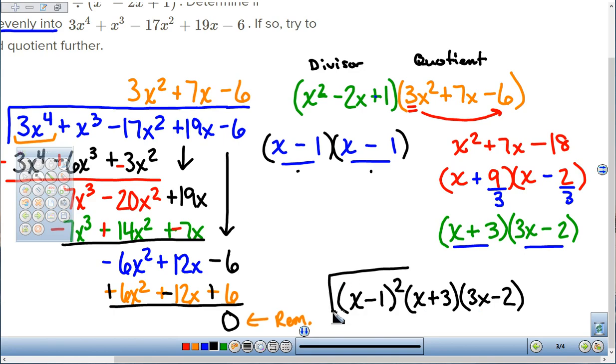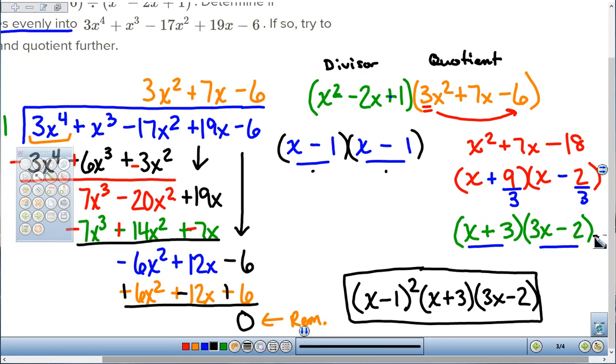This would be the final and complete factorization of the polynomial 3x to the 4th plus x cubed minus 17x squared plus 19x minus 6. And we wouldn't have had a real good way to factor that otherwise because it's a 5-term polynomial.